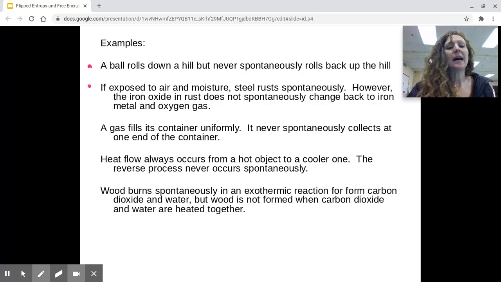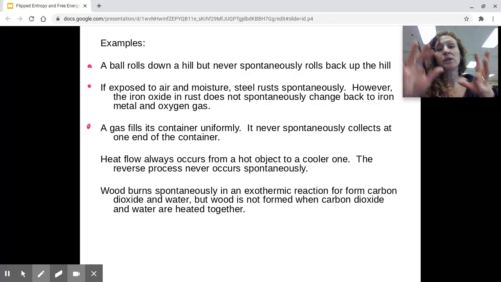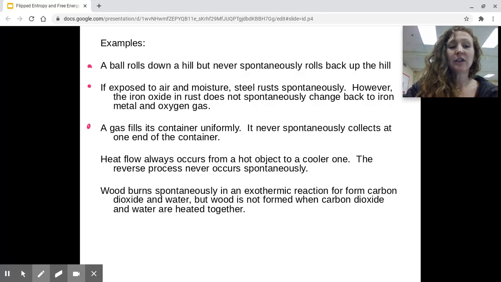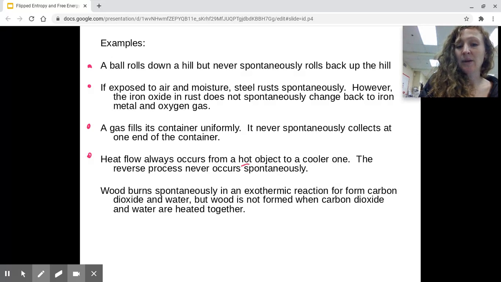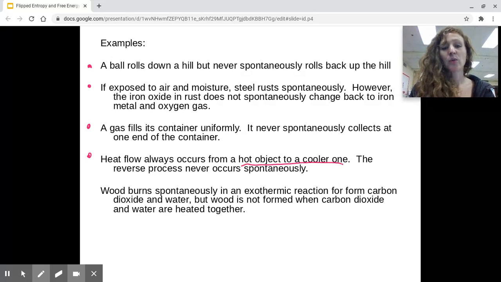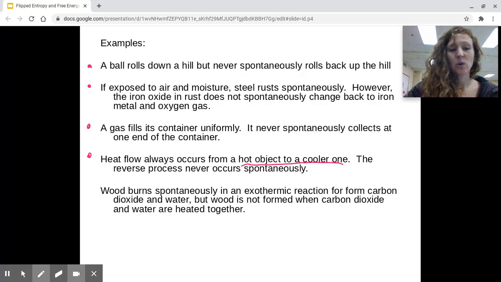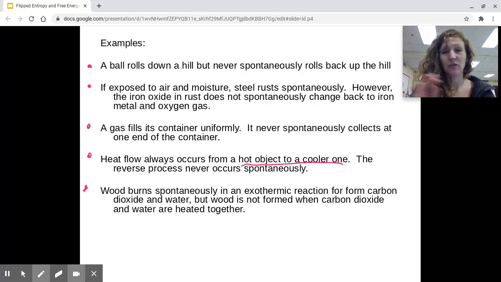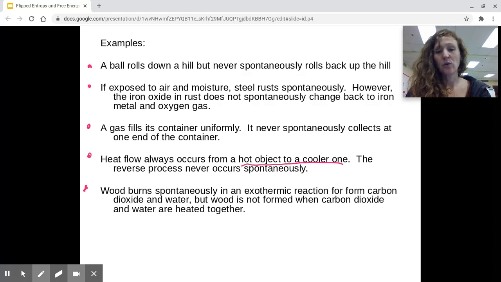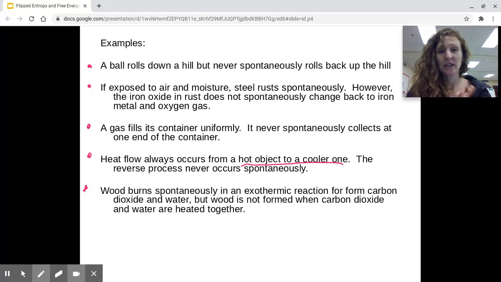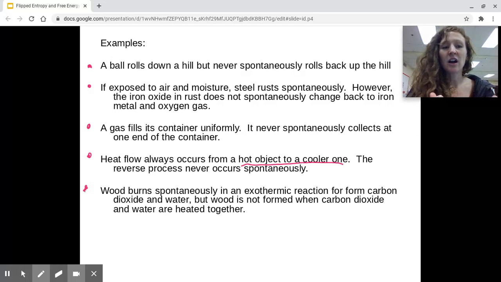That will never happen. A gas fills its container uniformly. It's never going to spontaneously compress or collect on one end of the container. Heat flow always occurs from a hot object to a cooler one. The reverse process will never happen spontaneously. Wood burns spontaneously in an exothermic reaction, and it forms carbon dioxide and water. But wood is never going to be spontaneously formed from carbon dioxide and water when they're heated together. So here are a couple examples and a couple lessons come out of this.